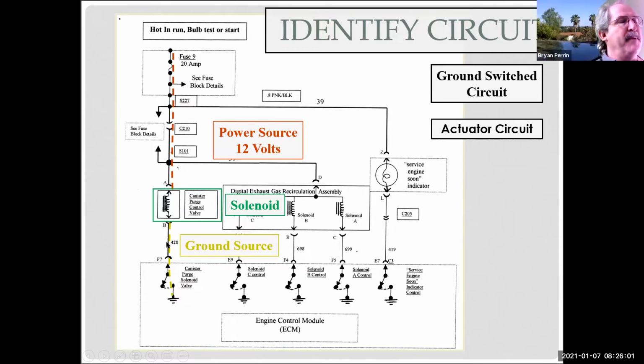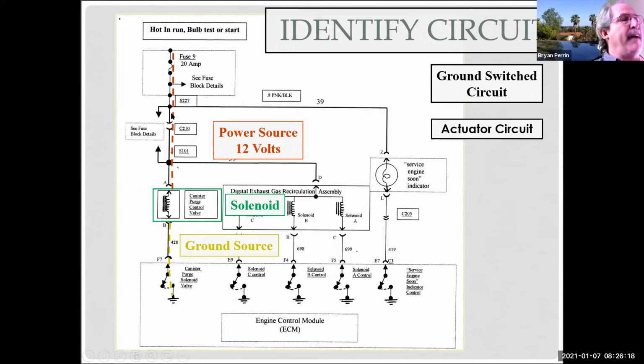Right. Exactly. How about short to power? Well, hold on just a second. If circuit 428 is shorted to ground, I'm not going to blow a fuse, but the solenoid would stay on all the time, wouldn't it? Yes. Right. So it's the same short, but 2 different symptoms.